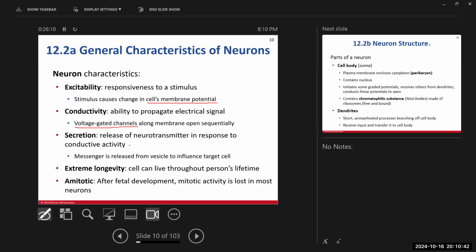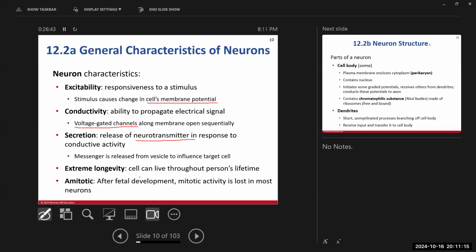Secretion. At the end of our neuron is a structure called a synaptic bulb or end knob. It stores chemicals in there. We call these chemicals a neurotransmitter. The electrical signal that a nerve conducts will eventually stimulate the release of this neurotransmitter. And when it does that, we call that secretion. We'll get into those specifics.